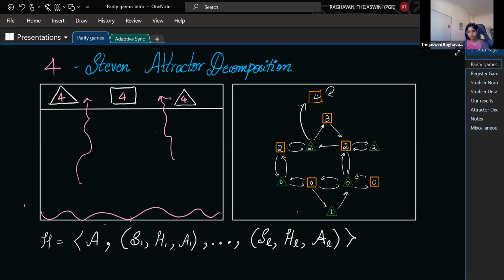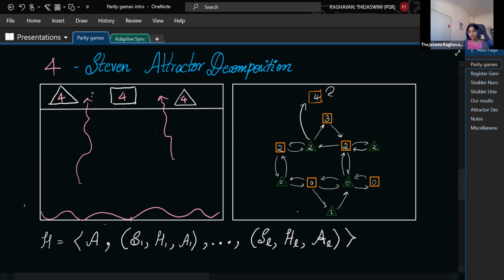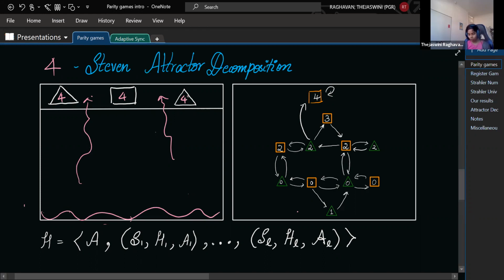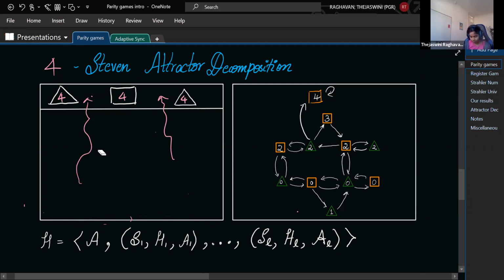winning set for Steven. If this is the case, then the attractor decomposition is defined naturally: the partition is just the set 4 along with its attractor, and that's my Steven attractor decomposition. The more interesting case is when you know that this whole game is winning for Steven, but the attractor to 4 is actually a much smaller set than the whole game.